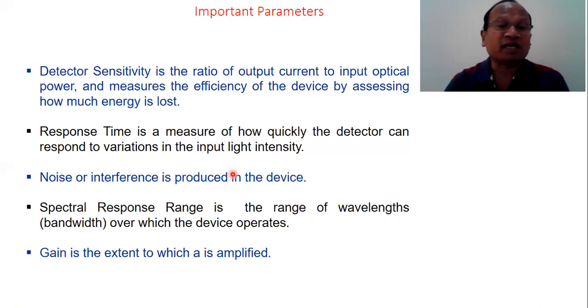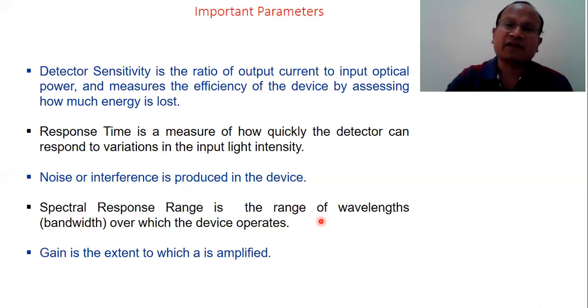The next parameter is spectral response range. That is the range of wavelength or bandwidth over which the device operates smoothly. It's not only that the device operates, but that it operates successfully. When the operation of the device is very good in a range of wavelength, that range is called the spectral response range. We can define it in terms of wavelength as well as bandwidth.